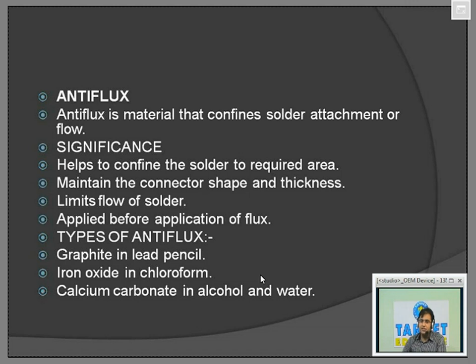The types of anti-fluxes which are used are graphite, which is commonly present in the lead pencil. So we use a lead pencil and mark that area in which we want the solder joint. Another example of anti-flux is iron oxide in chloroform. And another example is calcium carbonate in alcohol and water. So fluoride flux, which is given as the fourth option, is a flux. It is not an anti-flux.